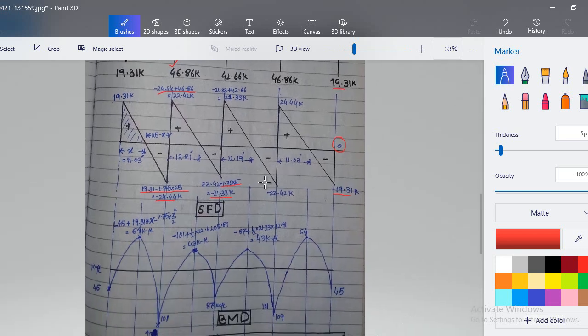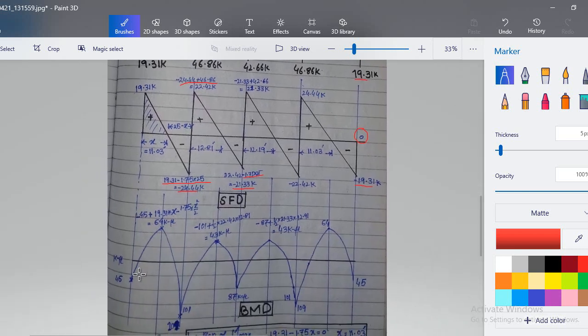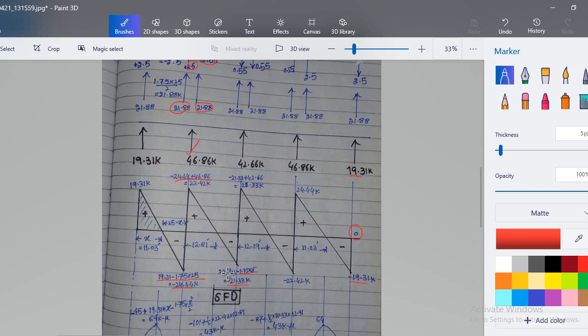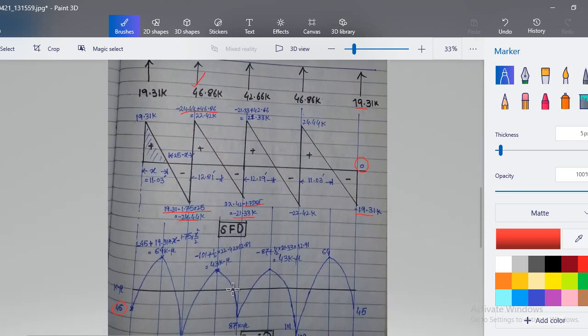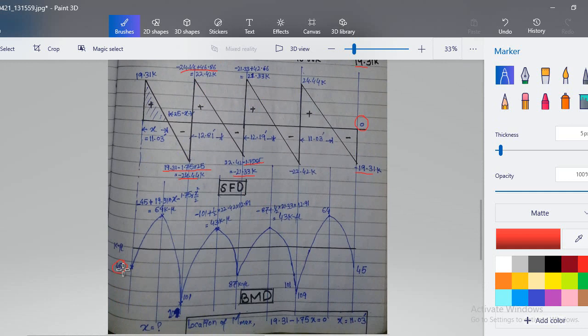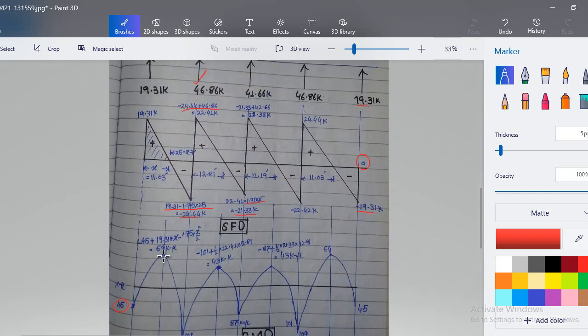Now the next procedure is that we have to draw the bending moment diagram. So this shear diagram basically helps us to find out the bending moment. Clear? So 45, we already know this moment. Where this moment is, you see this 45, which is in anti-clockwise direction, a negative moment. So here we see this 45. Now we need the maximum positive moment. So how do we get this moment?